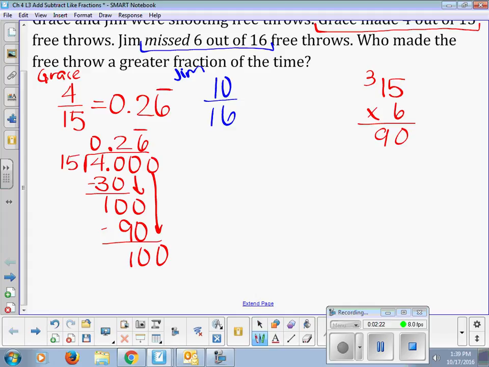Now we have to find the decimal for Jim's fraction. For Jim, he made 10 out of 16. When we divide, what number goes in the house? 10. I'm going to add a decimal and a couple zeros. Bring up my decimal, and what number goes on the outside? 16.